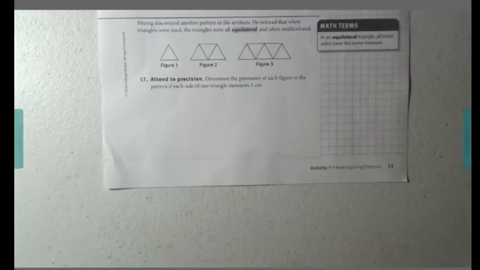The very last section that we will do for lesson 1-2 will be questions 17 through 20 to finish out the lesson. Here we have Missings discovered another pattern in the artifacts. He noticed that when triangles are used, the triangles were all equilateral and often multicolored. In an equilateral triangle, all three sides have the same measures.